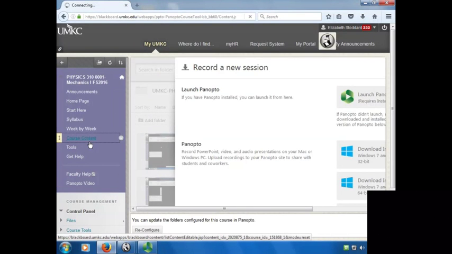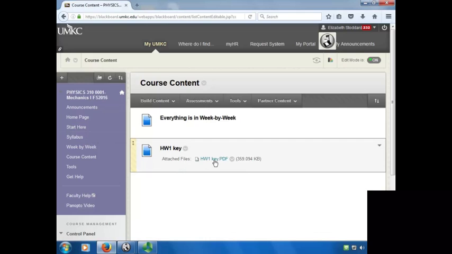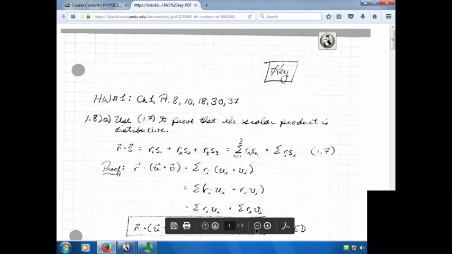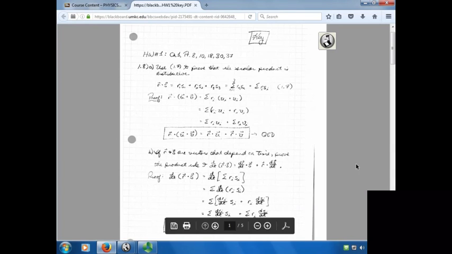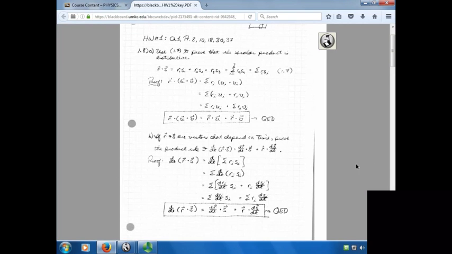Going into course content here, I went ahead and put a key there. If you're interested in seeing the key, it is on Blackboard. So here's the key that I used in grading.